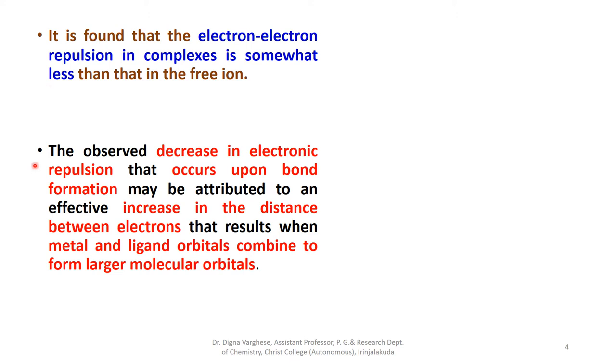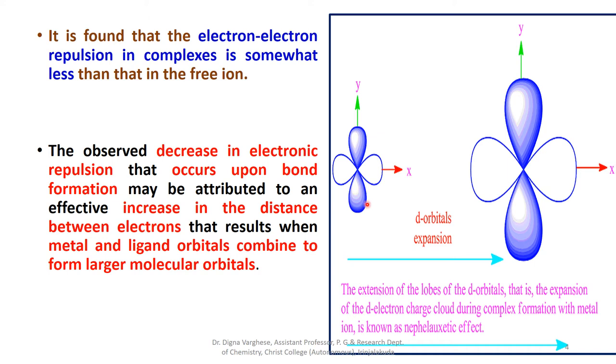The observed decrease in electronic repulsion that occurs upon bond formation may be attributed to an effective increase in the distance between electrons that results when metal and ligand orbitals combine to form larger molecular orbitals. In the case of dx square y square orbitals, the extension of the lobes of the d orbitals, that is the expansion of the d electron charge cloud during the complex formation with the metal ion, is known as the Nephelauxetic effect.